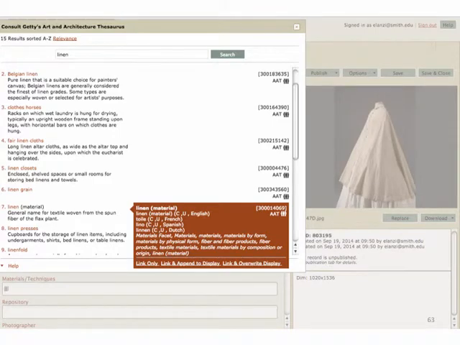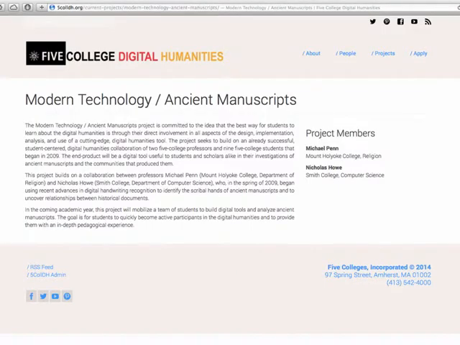Next up, we have Michael Penn with us. Michael Penn is a William R. Keenan Jr. Professor of Religion at Mount Holyoke College, and he's here to talk about another Five College Digital Humanities project he's been working on, which is a modern technology against ancient manuscripts project.